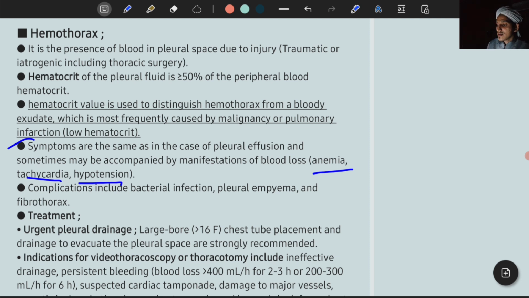What are the complications? Bacterial infection in the hemothorax, which can progress to empyema and fibrothorax. That is the complication of hemothorax, which can be true or pseudo. Pseudo you can see in malignancy, in pulmonary embolism, in connective tissue disorders.